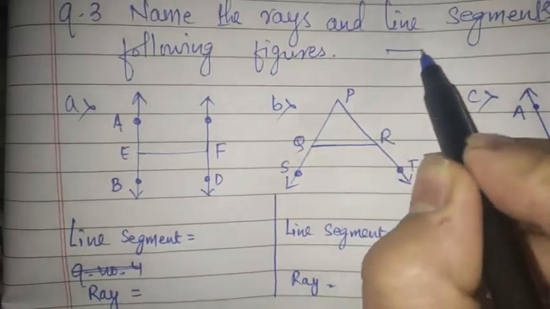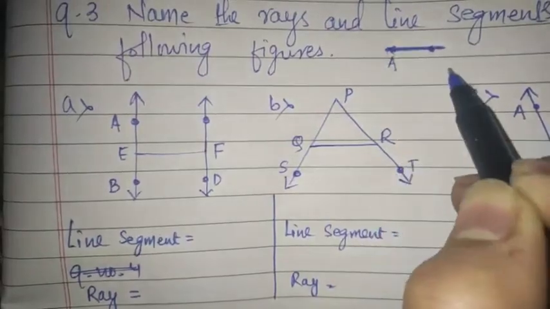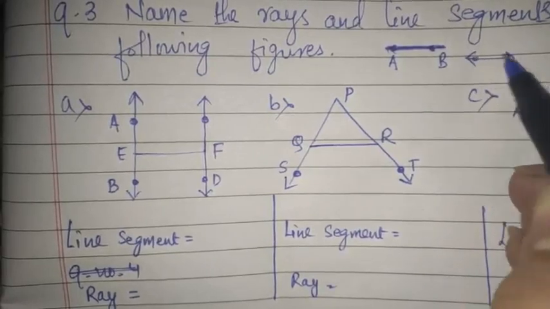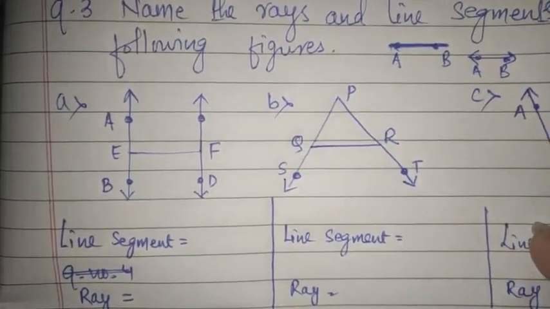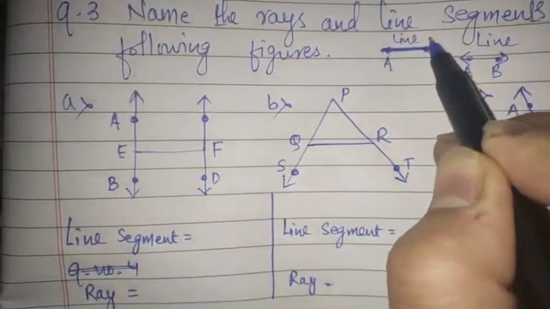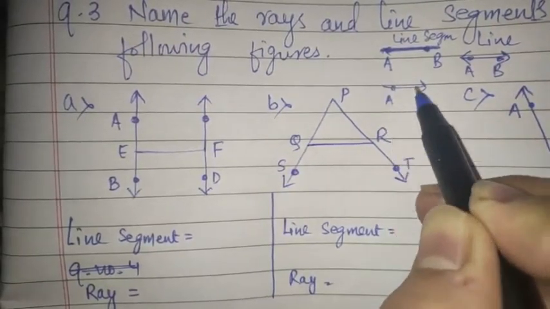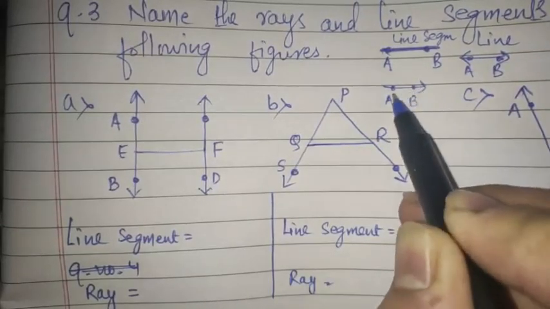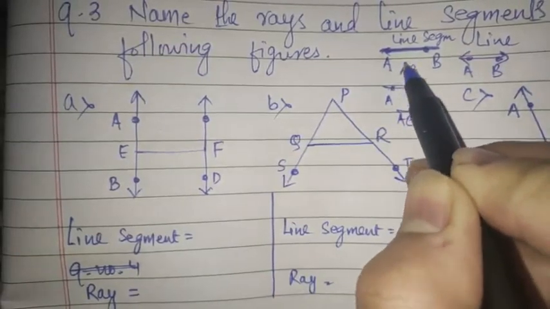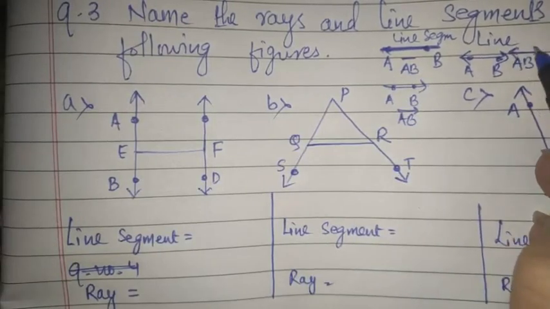A line segment is a line with certain endpoints, right? It has a certain measurement, but a line doesn't have any fixed length, isn't it? So this is a line here, this is a line segment here, and this is a ray. If this is A and the point B, this is your ray, which is marked as ray AB. The line segment is denoted by AB bar, and the line AB is denoted by both side arrow marks.